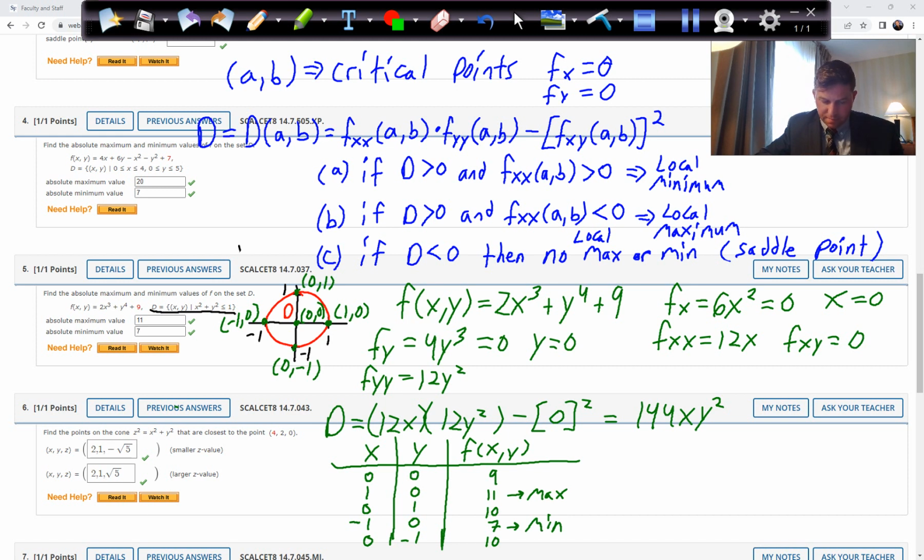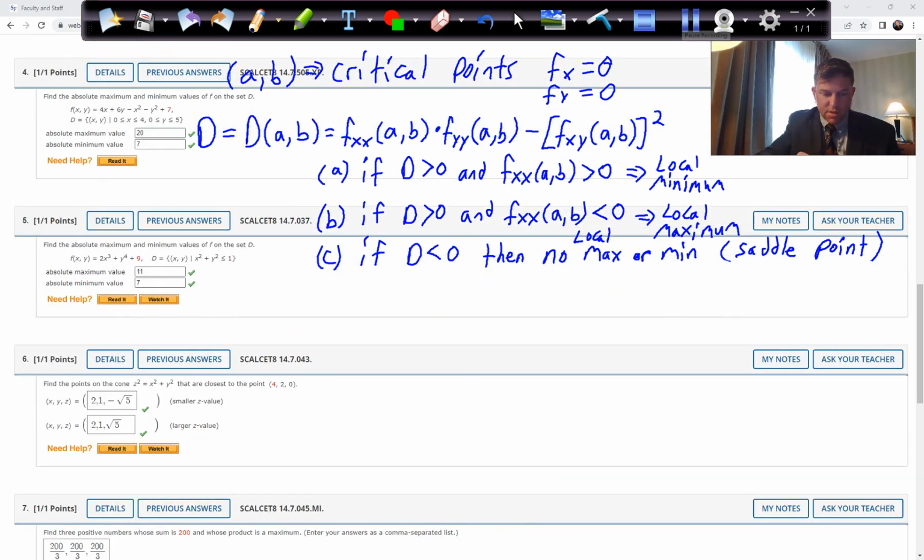So we have the maximum here, and we have the minimum across from it on the x-axis at minus 1, 0. And you can see I put those numbers in here, 11 and 7. Okay, so just looking for those numbers. That should do it for problem 5.